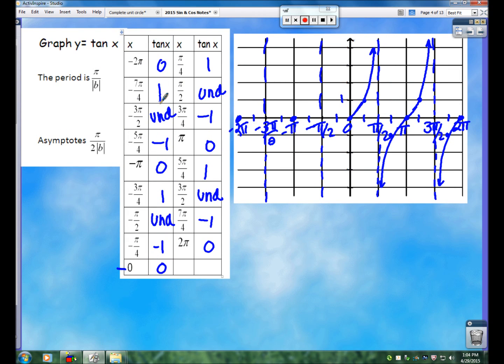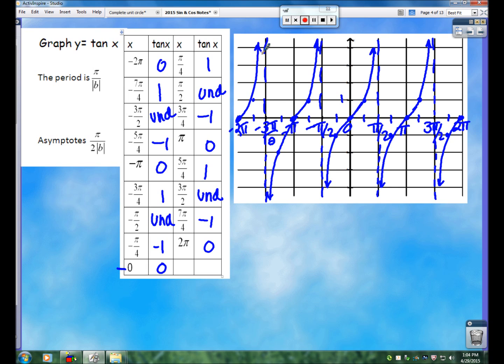All right, so let's graph that. So negative pi over 4, we're down at negative 1. Finish that graph. At negative 3 pi over 4, we're up at positive 1. And at negative 5 pi over 4, we're down at negative 1. So there's that piece of the graph. And then finally, at negative 7 pi over 4, we're up at positive 1.